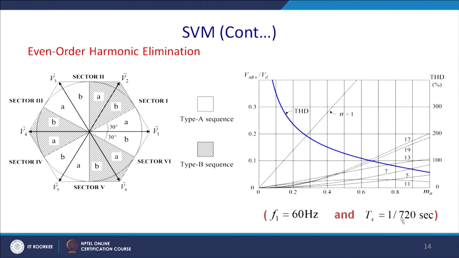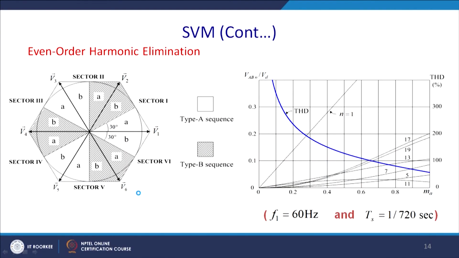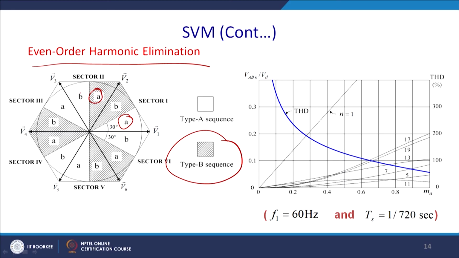Now, for even order harmonic elimination, please go back, this is the sequence A. So, you start with 0 0 0, we say that it is sequence A, and you start with PPP or 1 1 1, that we will say is sequence B. Now, see that this hashed part is sequence B and this part is sequence A, and you will find that this line, this THD line, you have to have a combination for even harmonic elimination: A here, then A here, B here, then B here. So, this has to be combined this way.